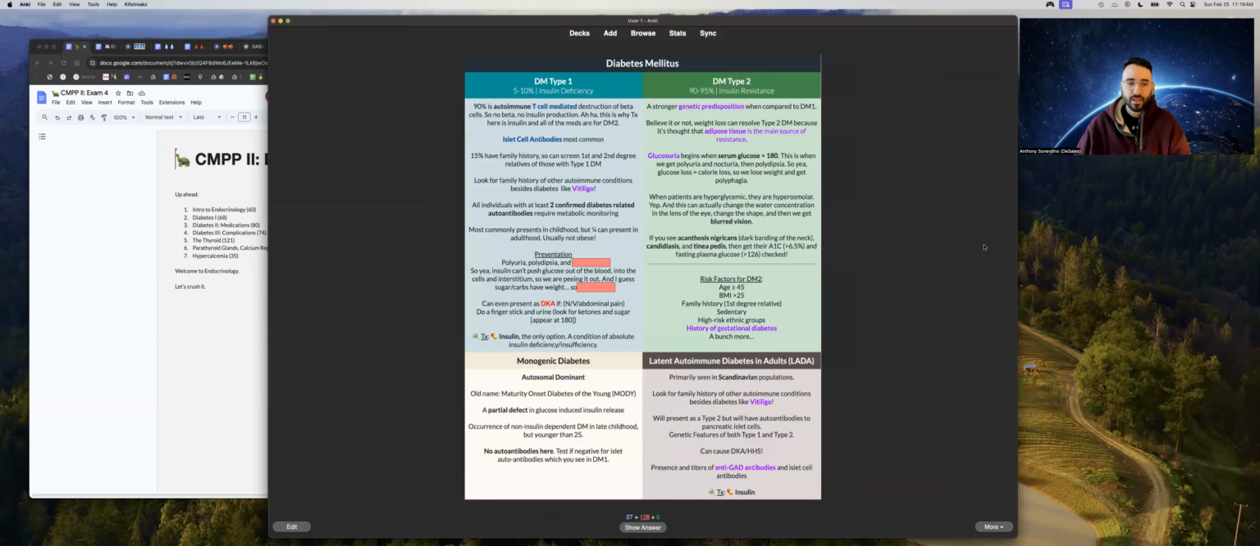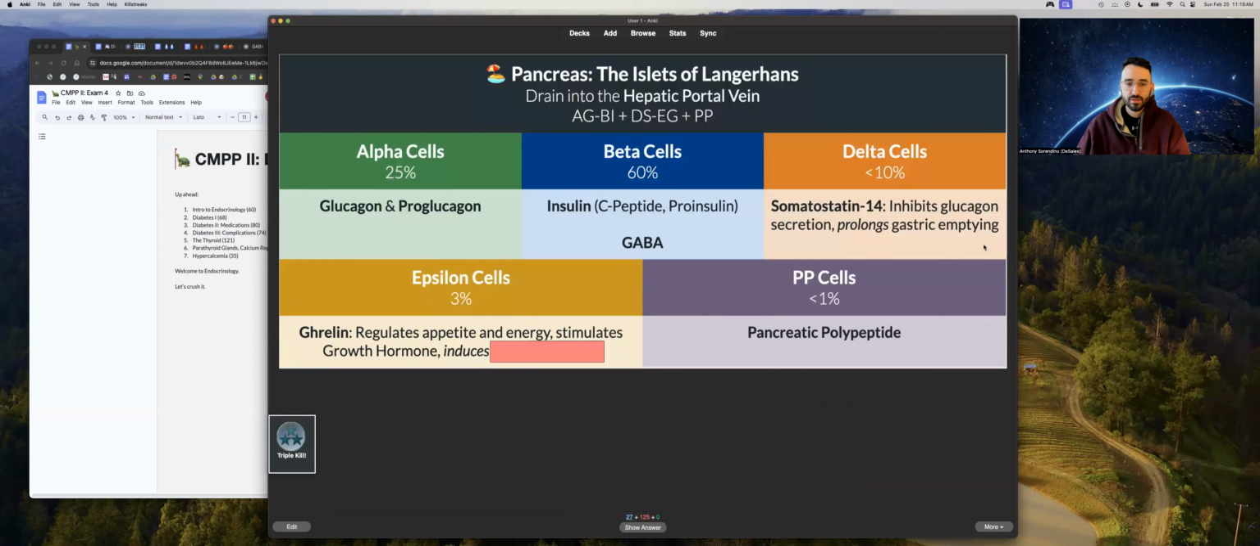Okay. Presentation, polyuria, polydipsia, and weight loss. That is the big one for DM1. Somatostatin. See, acanthosis nigricans. You might have diabetes, so get your A1C checked. Growth hormone induces what? What does growth hormone induce? Oh, gastric emptying.